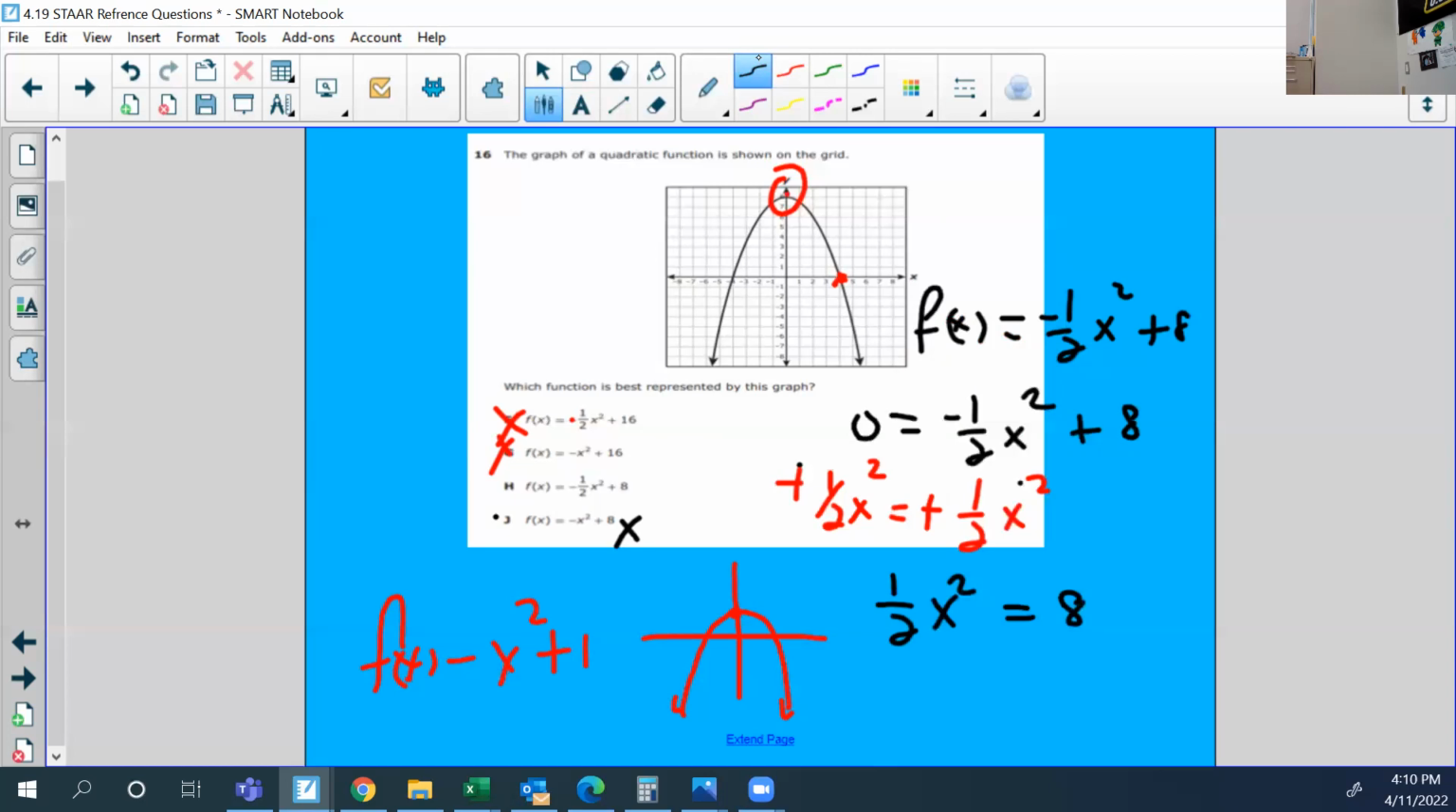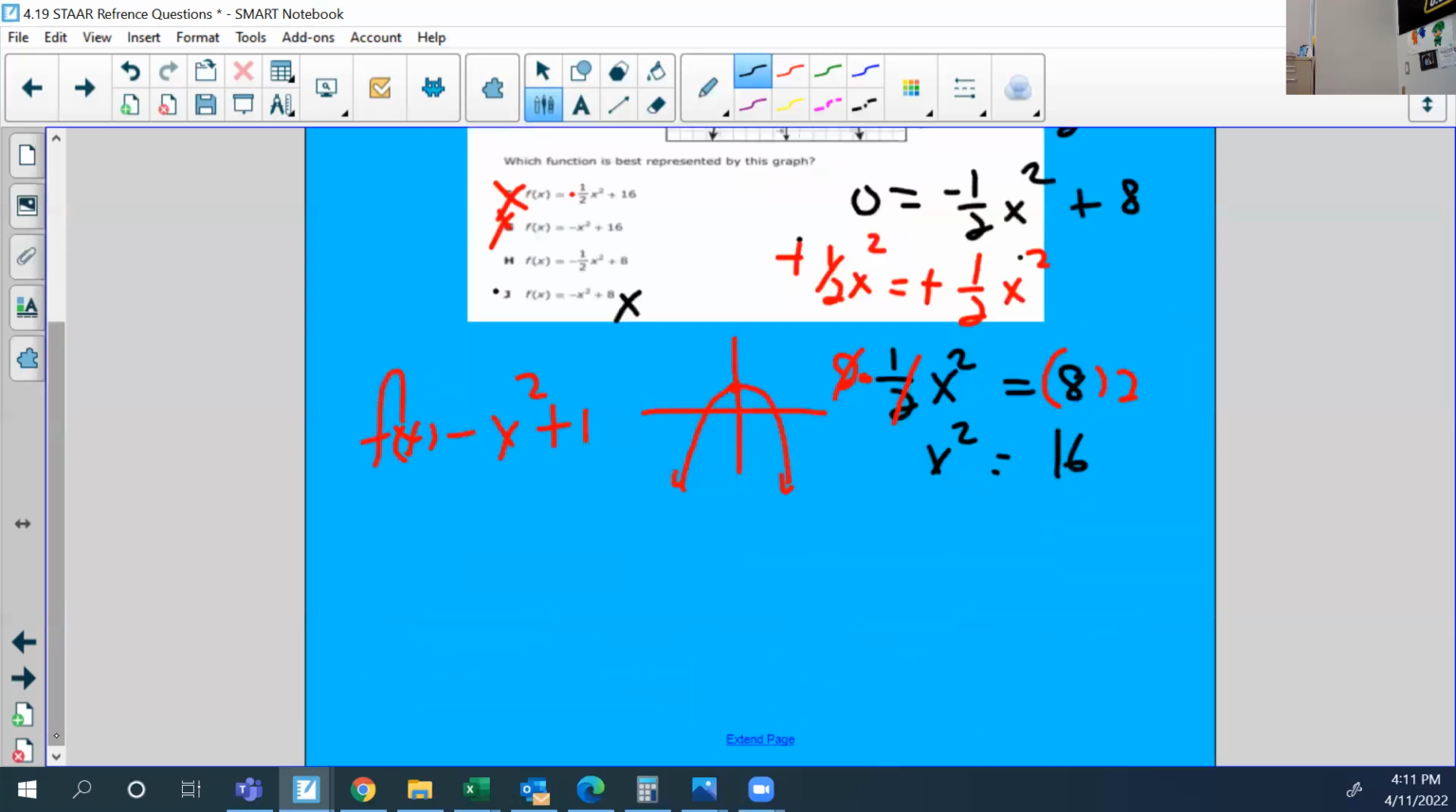Now I want x squared by itself. How do I cancel the 1/2? Think about it. Right, I just multiply by 2. If I multiply by 2 here, I've got to multiply by 2 here, times 2. The 2s cancel, and that just gives me x squared. And 2 times 8 is 16. Take the square root of both sides. I get x is equal to plus or minus 4.